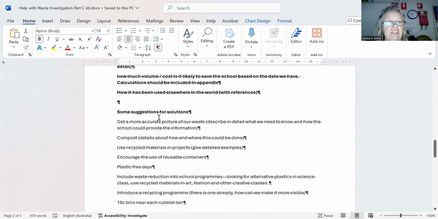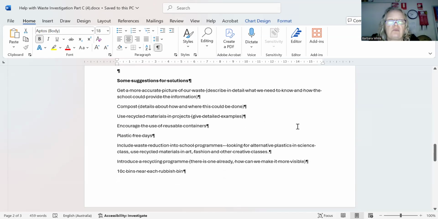I've got some other suggestions down here. Using recycled materials in projects, like the fashion program could be making things out of recycled fabrics. We could do some education in the school to encourage people to bring containers from home instead of buying food that's in plastic packaging. We could take a closer look at what's going on in the school and find out more about what's going in the bins, do some more studies. That would also help us to cut down.